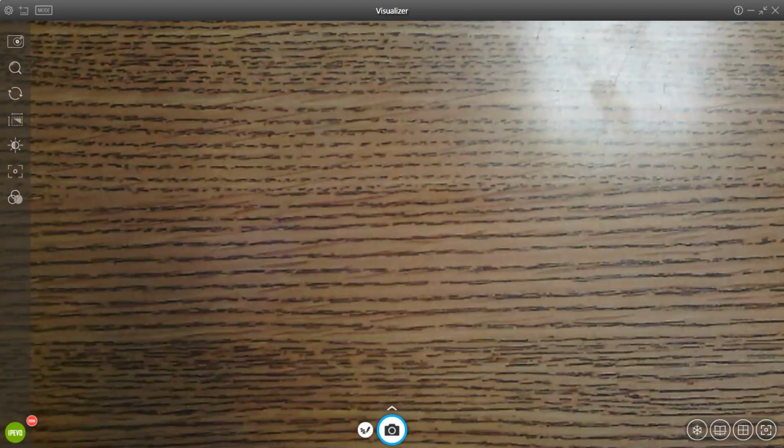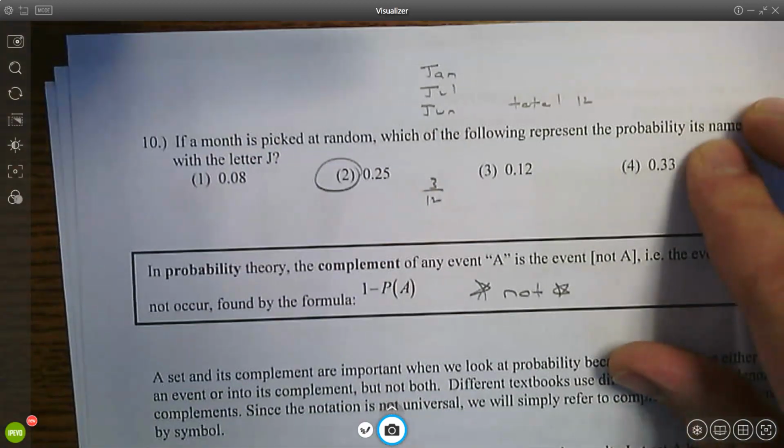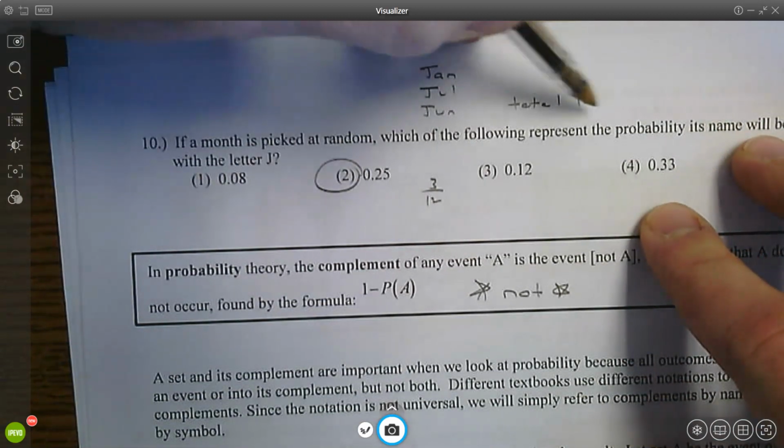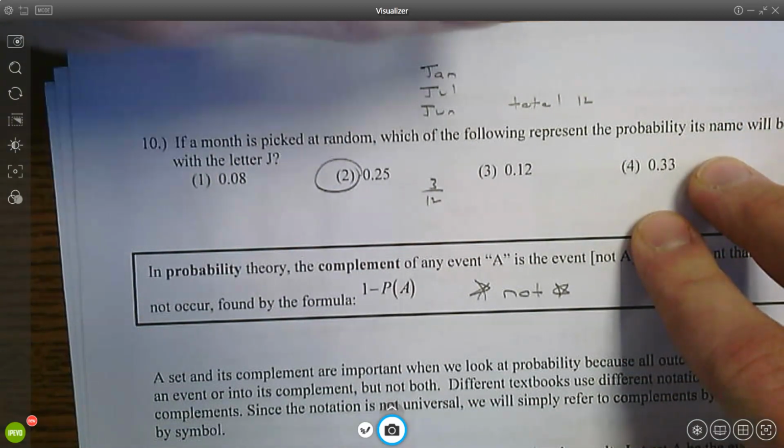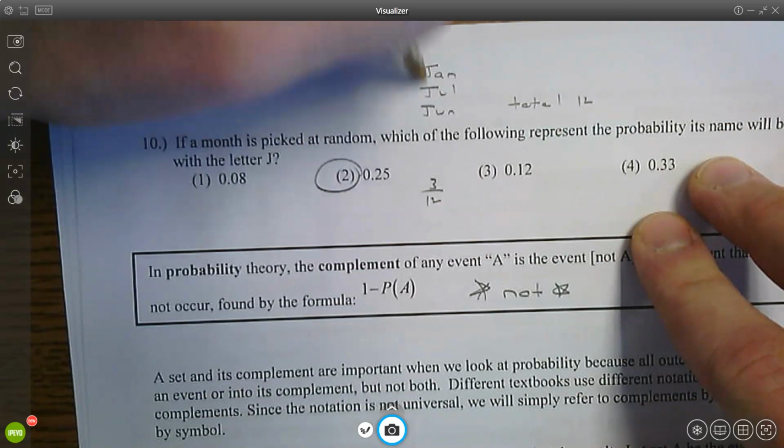And then the last question, number 7 in this section, picking a month at random. Well, we have a total of 12 months. What's the probability it starts with a J? We have January, June, and July. So 3 out of 12.